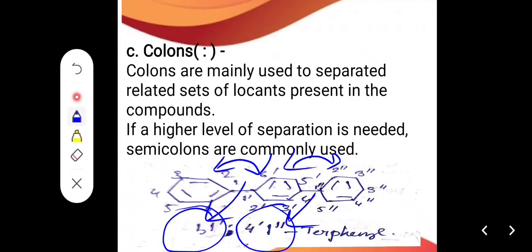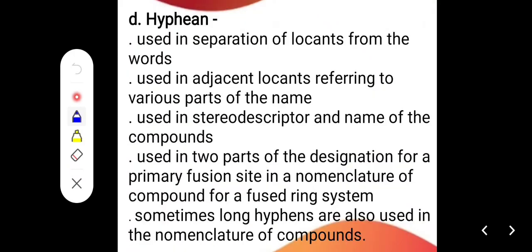If a higher level of separation is needed, in that case also colons or semicolons are used. Hyphen is used for separation of locants, used with adjacent locants referring to various parts of the name. This is the difference between hyphen and commas. Commas are used to separate locants in the same part of the name. Hyphens are used to separate adjacent locants referring to various parts of the name. It is also used with stereo descriptors in the name of the compound.